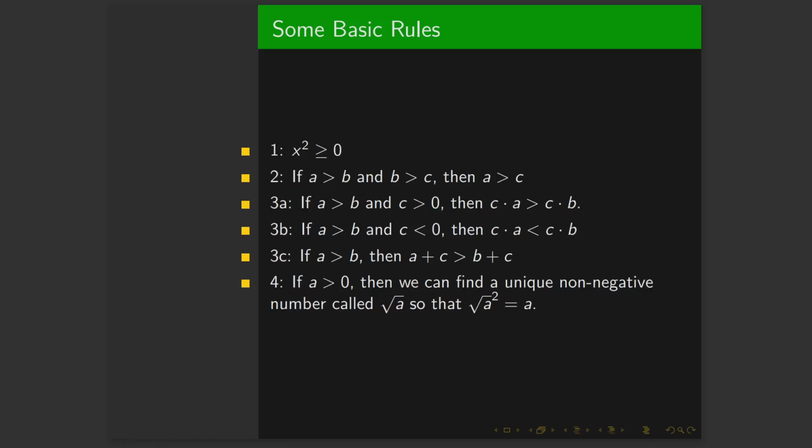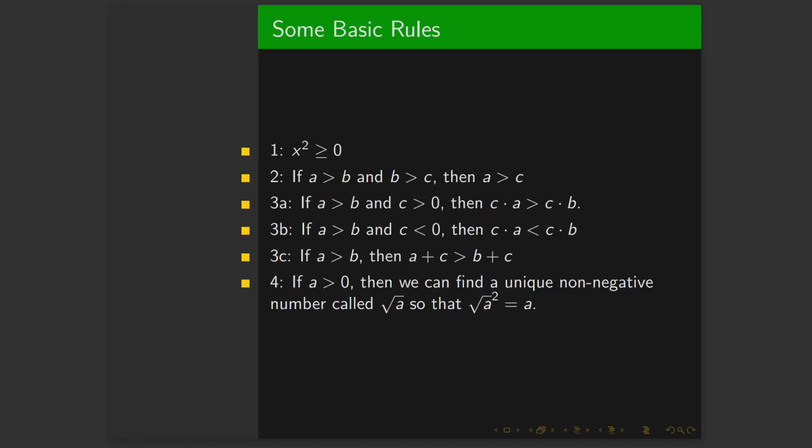Then there's 3a, 3b, 3c. They're kind of similar, so I lumped them together. If a is greater than b and c is greater than 0, then when we multiply c to both sides, we'll still have that inequality. So c times a is greater than c times b. This should make sense if you're multiplying by 3 or 4 on both sides. If it was an equal sign, it'd be the exact same. Now it's an inequality, and it still stays the same. If 4 is greater than 3, then multiplying by 4, 16 is still greater than 12.